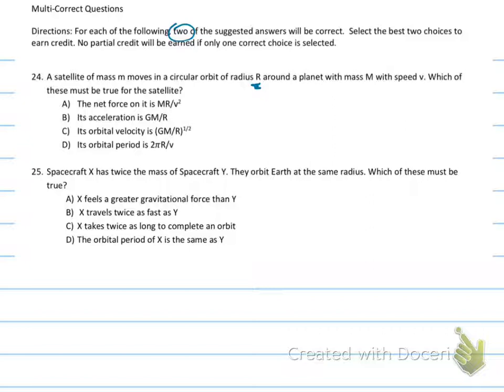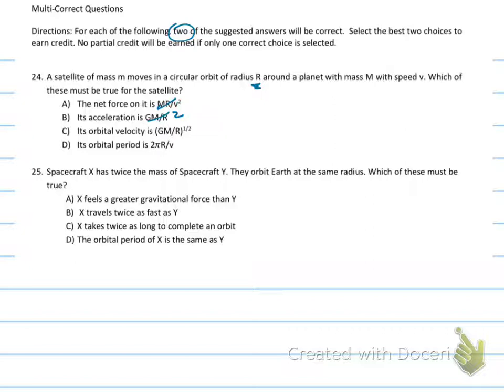All right, so the net force on it is big M times big R over v squared. So net force, that wouldn't be the equation for net force. Its acceleration is big G, big M over R. That would be R squared. That's not going to work. So it looks like C and D, but let's take a look at it.